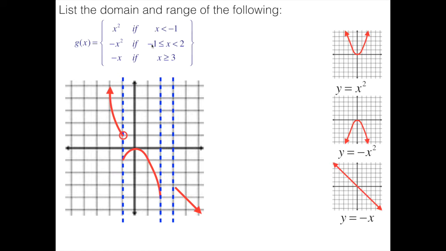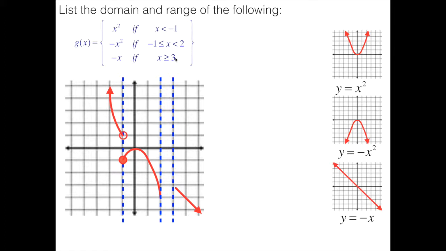Now notice on this one, this is negative 1 is less than or equal to. Here's our or equal to. Because of that, this one is included. So if x equals negative 1 in this case, we're going to use this graph. We're not going to use this one. So in order to indicate that, we don't do an open circle, we do a closed circle. So it'll be a closed circle right here.